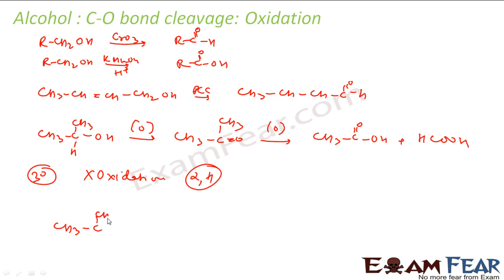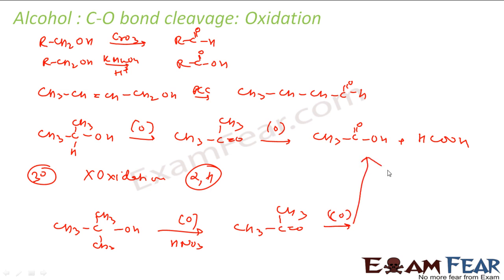So this is CH3, CH3. This is my tertiary alcohol. This oxidation with nitric acid. Very extreme condition, you get something like this. And then further oxidation you can do. This we have done actually. This is same as this.